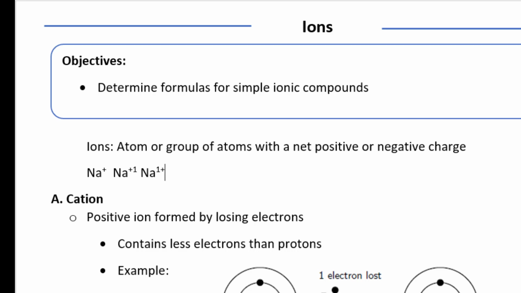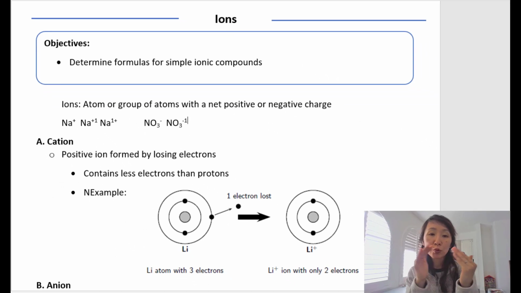Or you can write something like this, a group of atoms. So there is a group of atoms called NO3, and then there is a minus, like a negative 1. Or you can write it as NO3 with a minus 1, something like this. So that's a group of atoms with the negative charge, and this has to be a negative 1.